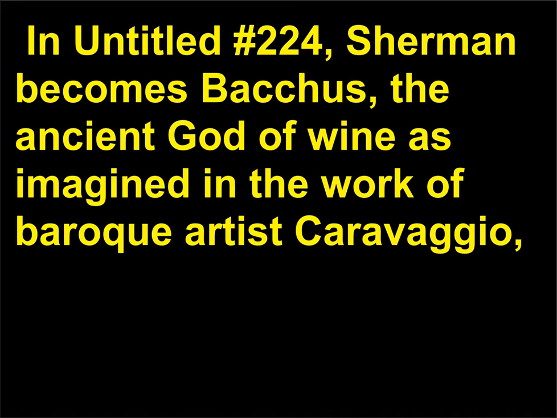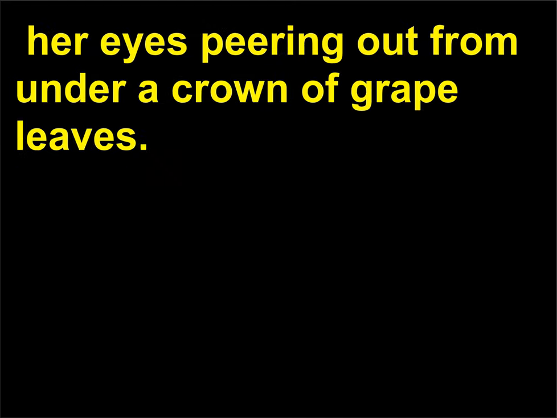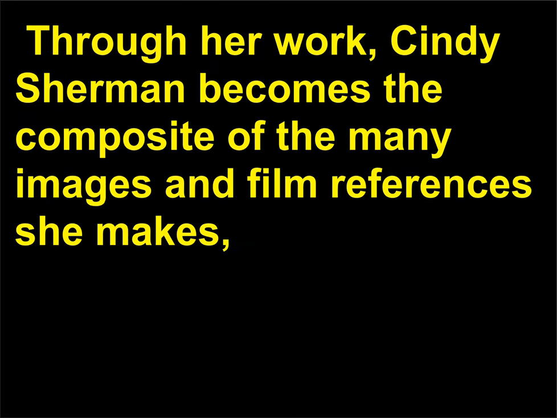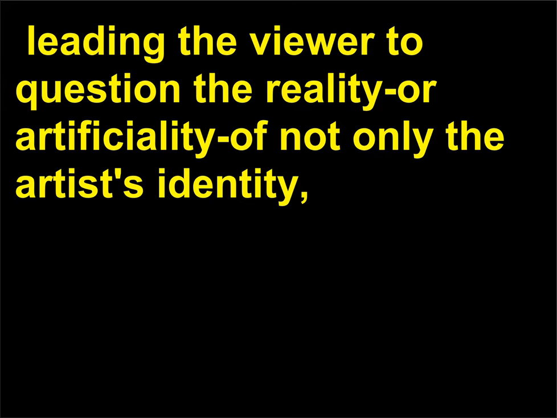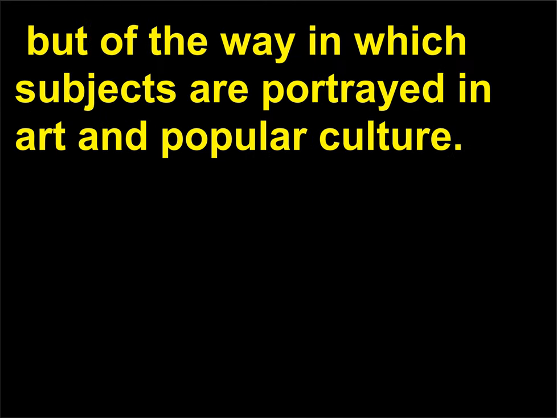In Untitled Number 224, Sherman becomes Bacchus, the ancient god of wine as imagined in the work of Baroque artist Caravaggio, her eyes peering out from under a crown of grape leaves. Through her work, Cindy Sherman becomes the composite of the many images and film references she makes, leading the viewer to question the reality or artificiality of not only the artist's identity, but of the way in which subjects are portrayed in art and popular culture.